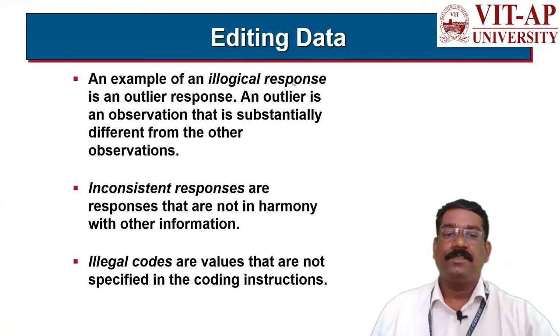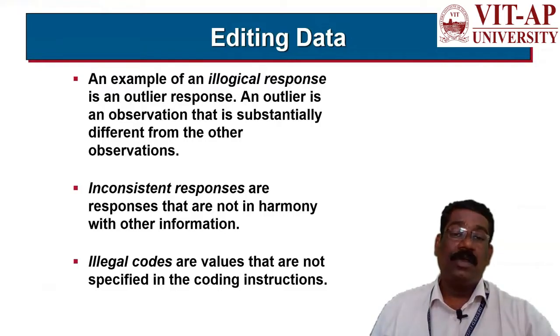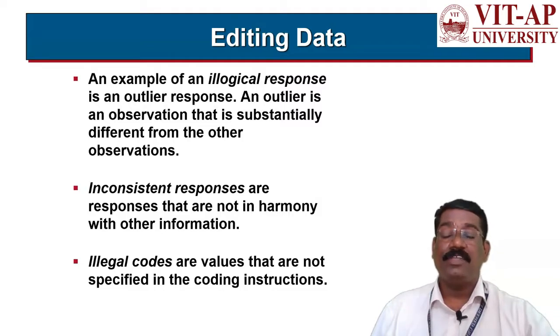So the next element which we are going to discuss is the editing of data. In the editing of the data, an example has been given here. An example of illogical responses is an outlier response. An outlier is an observation that is substantially different from other observations. So if you find any outliers, please remove that, edit that, okay?